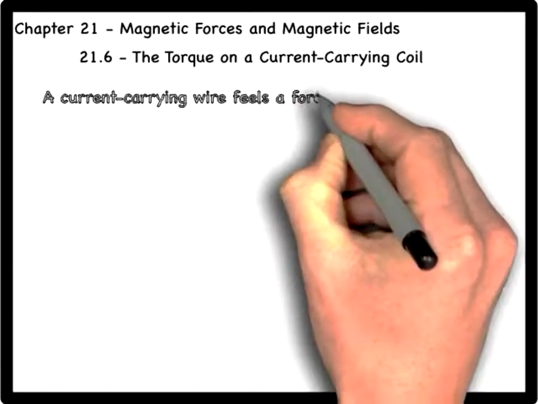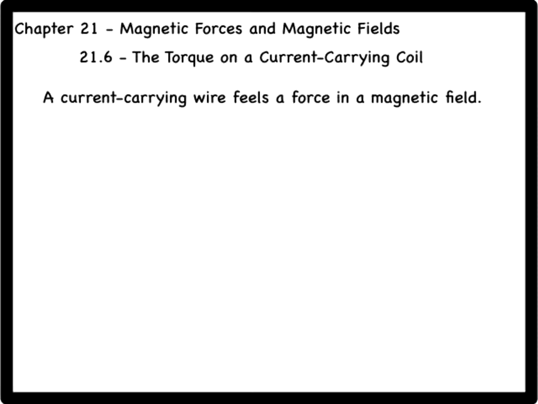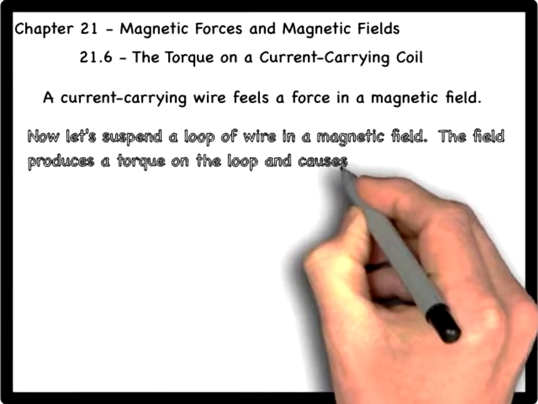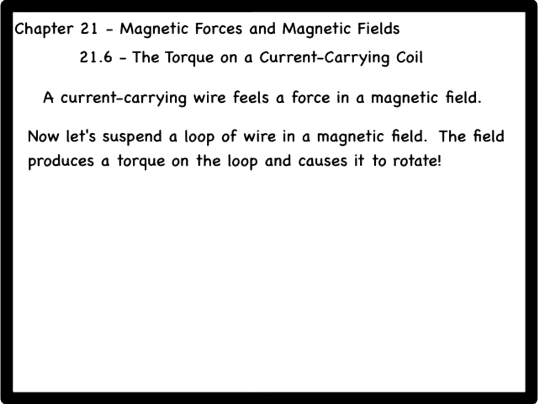We have seen that a current-carrying wire can experience a force when placed in a magnetic field. If instead we suspend a loop of wire in a magnetic field, the magnetic force produces a torque on the loop, causing it to rotate. As we will see, this torque is responsible for the operation of a widely used type of electric motor.